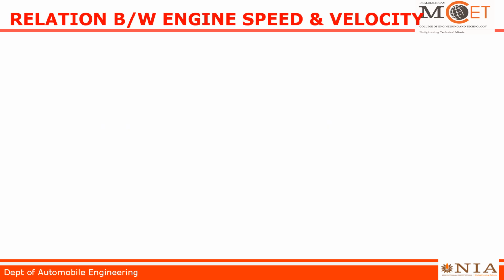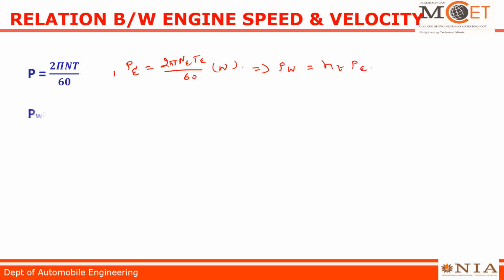Relationship between engine speed and vehicle velocity. We know that power is equal to 2πNT by 60. If you want to calculate the engine power, PE equals 2πNE TE by 60 in watts. We know that the power available at the wheel can be calculated with the use of PE: power at wheel PW equals eta T, that is transmission efficiency, into engine power.